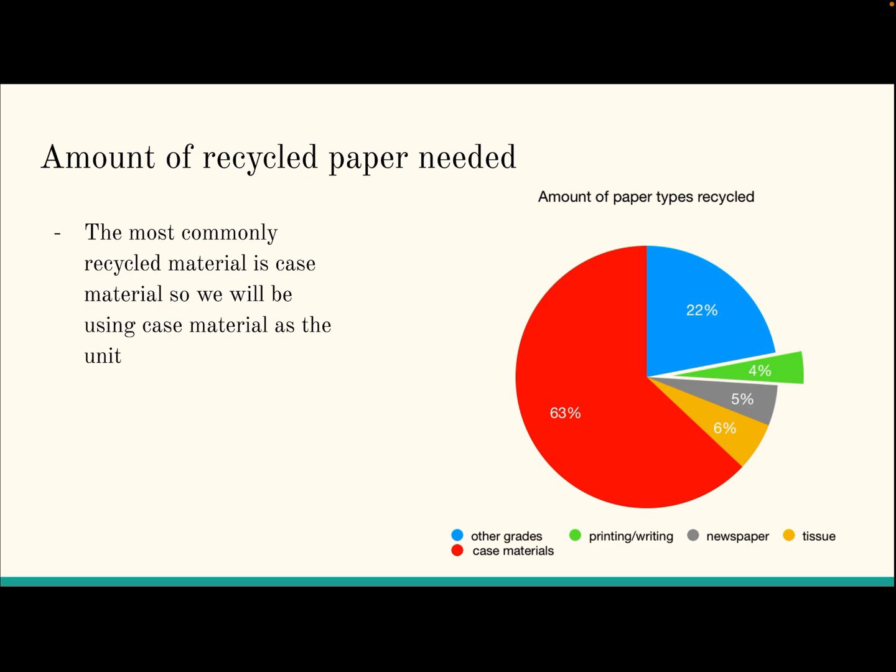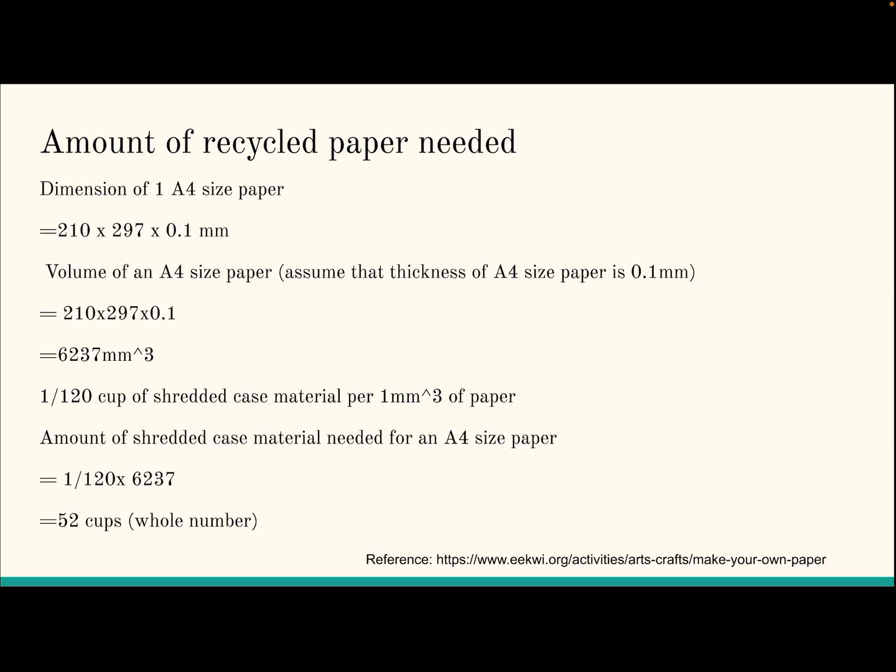For the amount of recycled paper, we needed to find the most commonly recycled material, which is cardboard material. So we will be using cardboard material as the unit. For finding the amount of recycled paper needed, first we found the dimensions of an A4 size paper, which is 210 times 297 times 0.1 mm. Then we found the volume of the A4 size paper by multiplying the dimensions, and we got 6237 mm3.